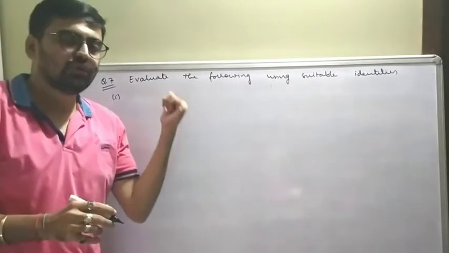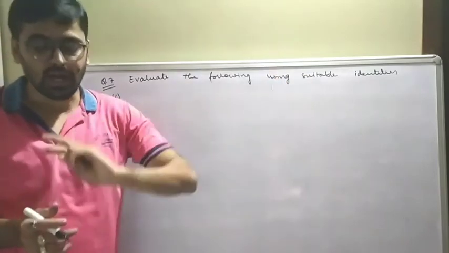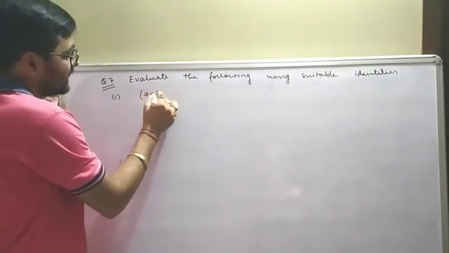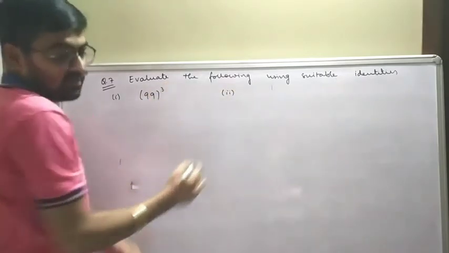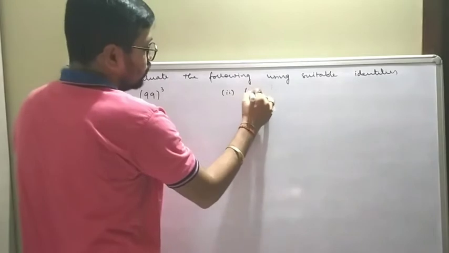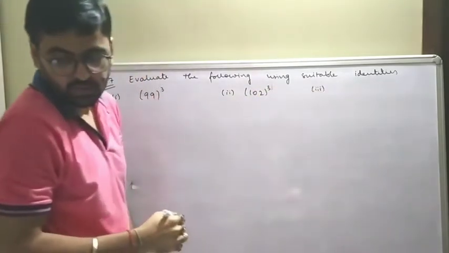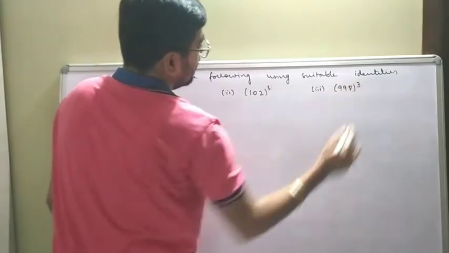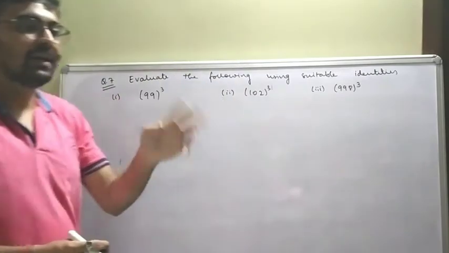Let's go for question number 7. Evaluate the following using suitable identities. Again we are supposed to evaluate. Now it is given something like this, 99 cube, correct. Second one is given something like 102 cube, simple. And third one is given something like 998 cube, simple.